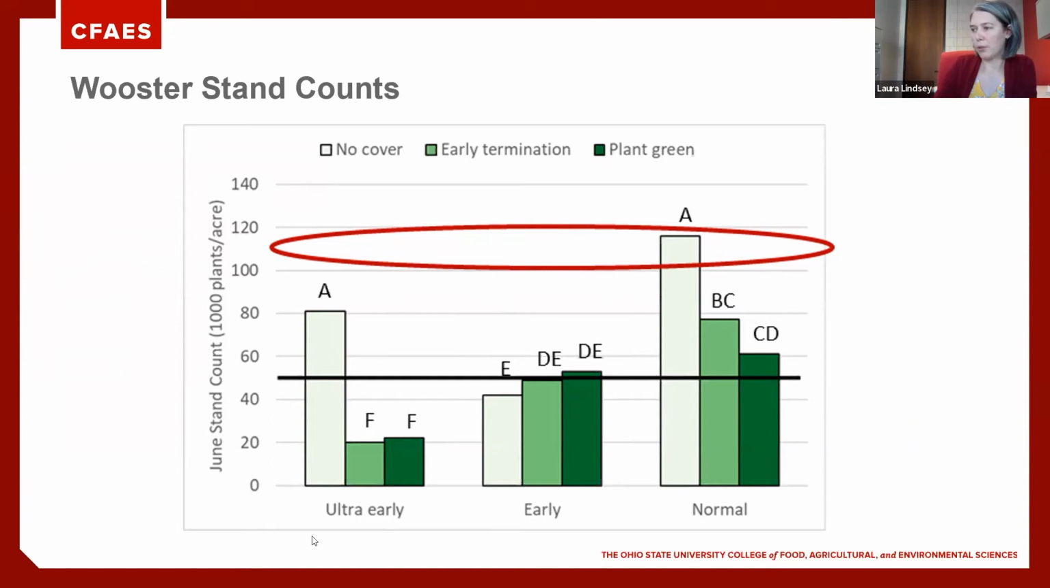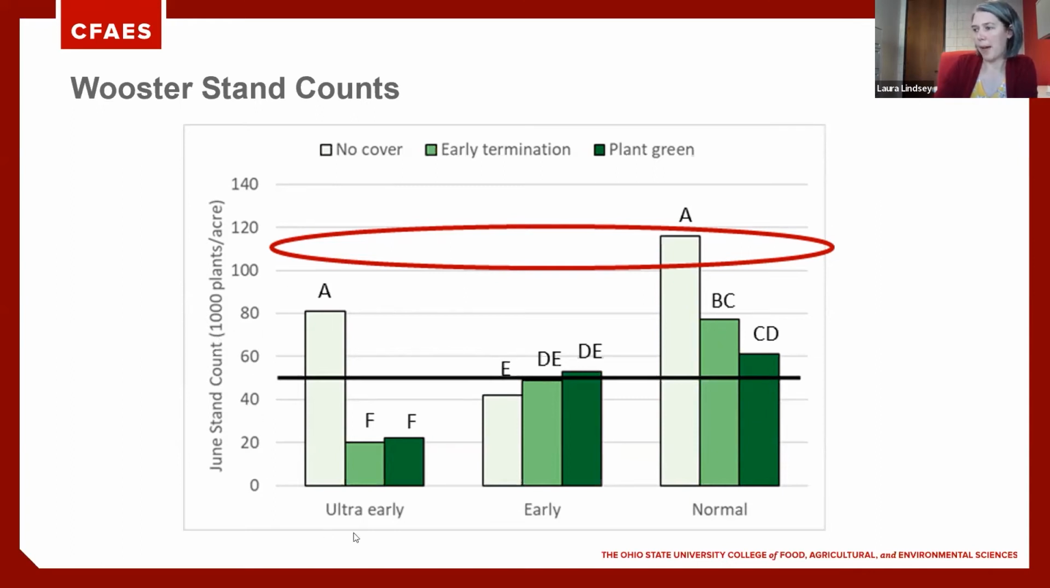When we planted ultra early, that first week of April, we had stands close to 20,000 plants per acre when we had a cover crop either terminated early or terminated late. It didn't matter. When we planted the end of April, stand was the same regardless of cover crop, so that didn't matter. And it was right around that 50,000 plant per acre threshold. And then for a normal planting date, when we had a cover crop, our stand was reduced as well.